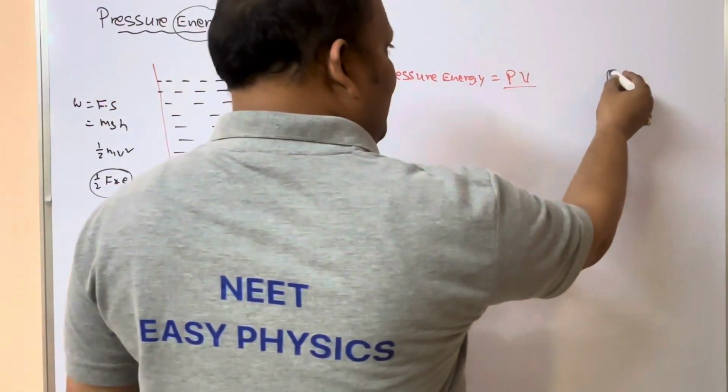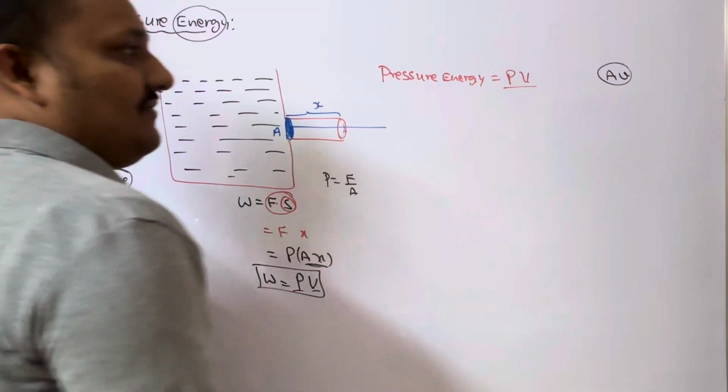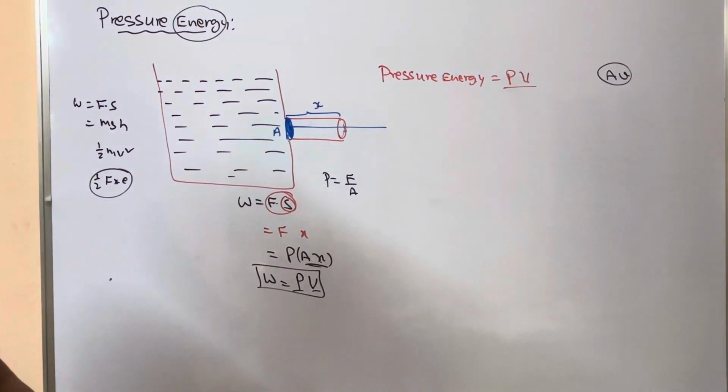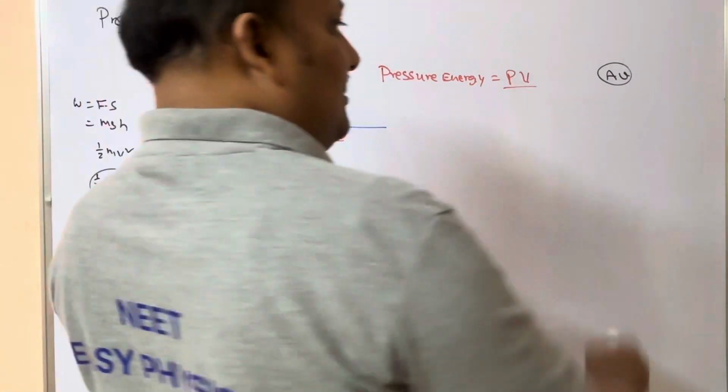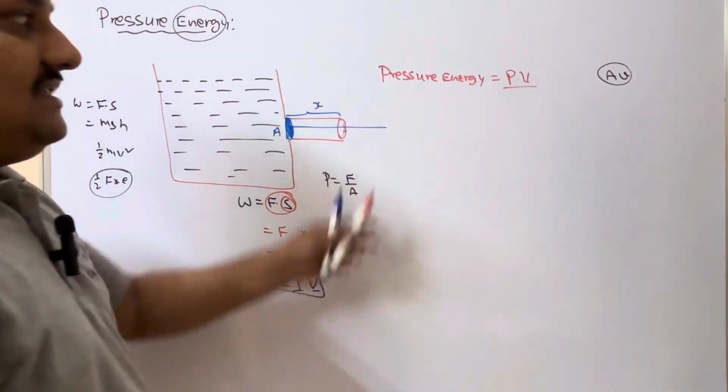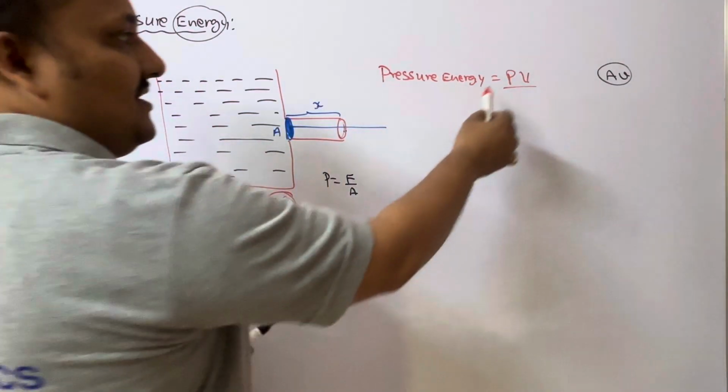What is AV, from the previous equation of continuity? The product of A and V. That is also going to give one physical quantity, and we will see what that physical quantity is. This is the pressure energy, the product of pressure and volume.